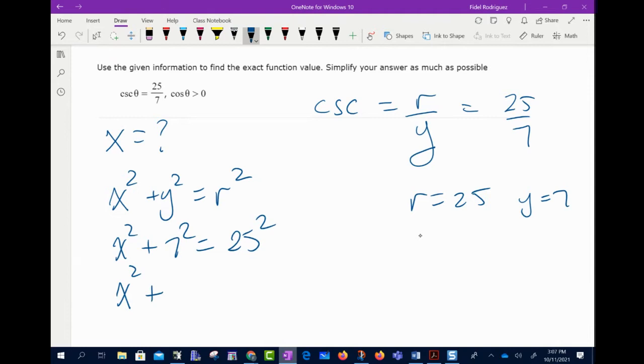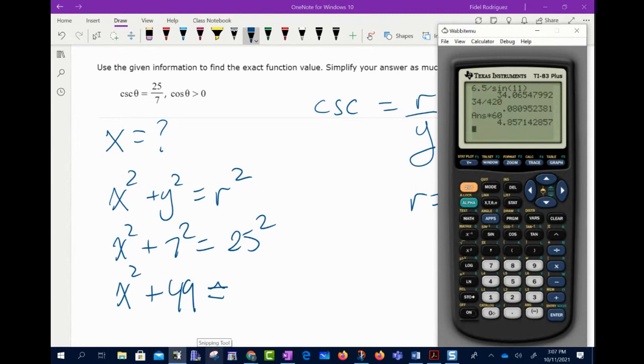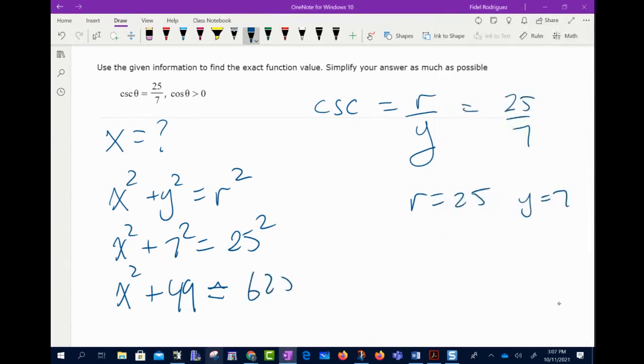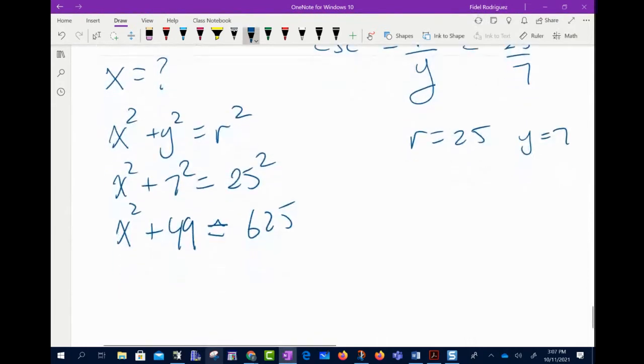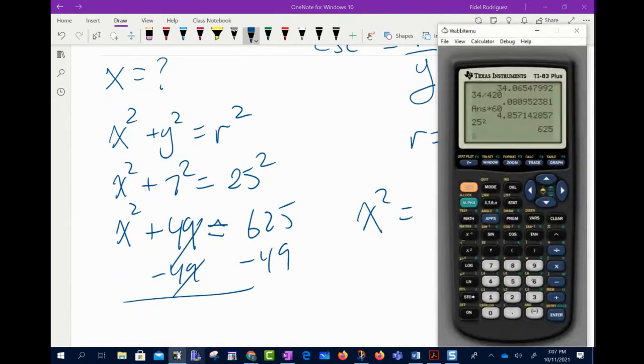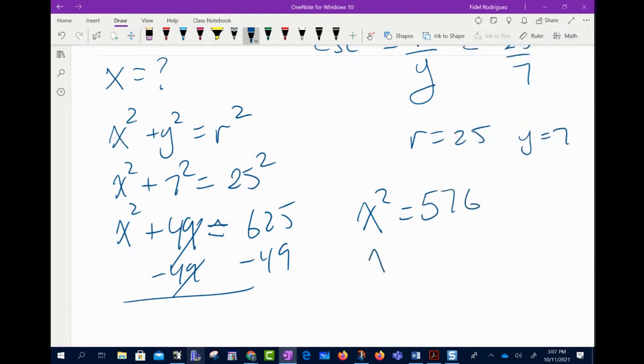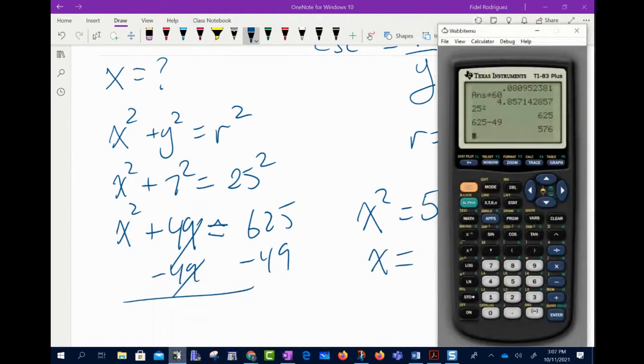Okay. 7 squared, y'all, is 49. And 25 squared, I want to say, is 625. Boom, 625. And so now we're going to go ahead and subtract 49 on both sides. So let me take 625 minus 49. And I'm coming up with 576. And so now I need to take the square root with my calculator. Here we go. Second, square root of our answer. We're coming up with 24.